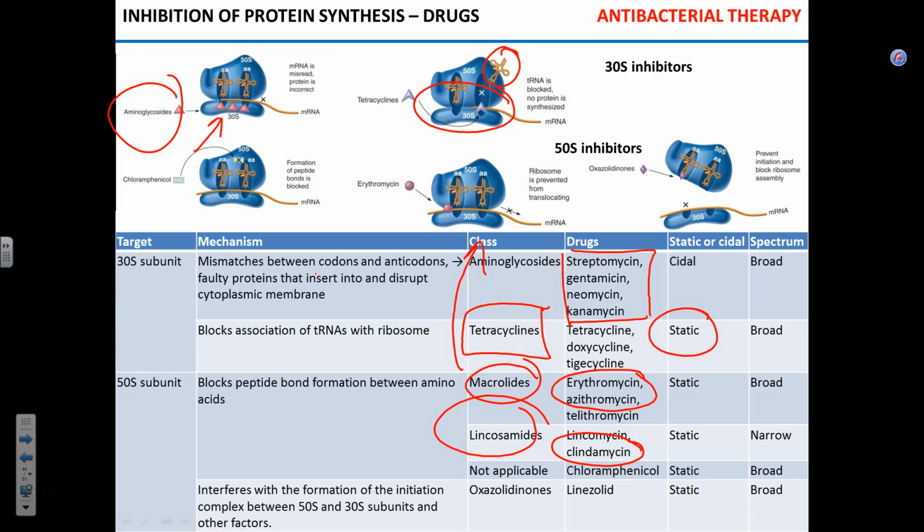Okay, they can treat gram-negatives and some gram-positive infections, and they are not presented on the scheme, but they bind to the 50S subunit, and they cause premature dissociation of tRNA with peptide. Does that make sense?